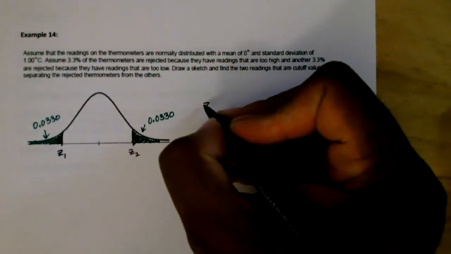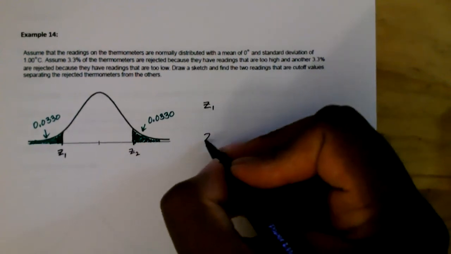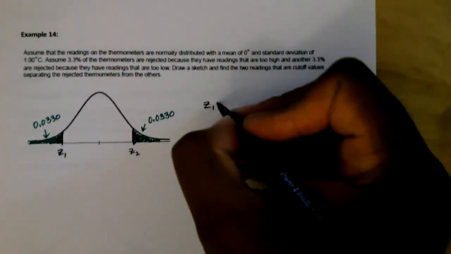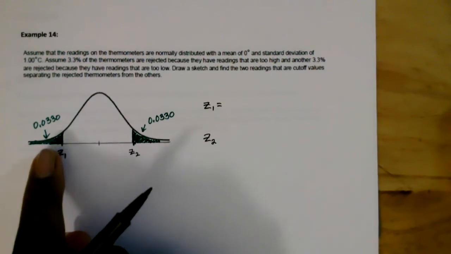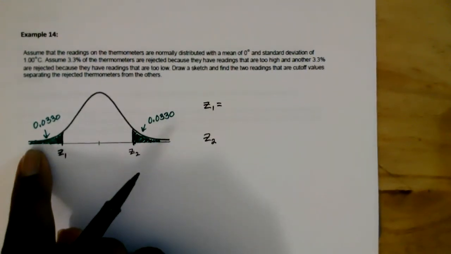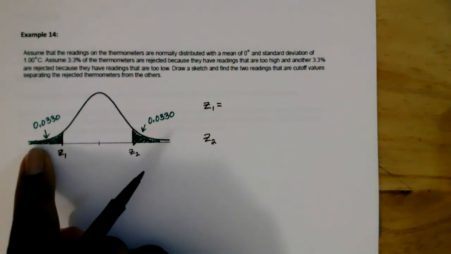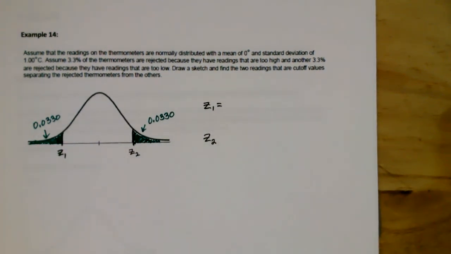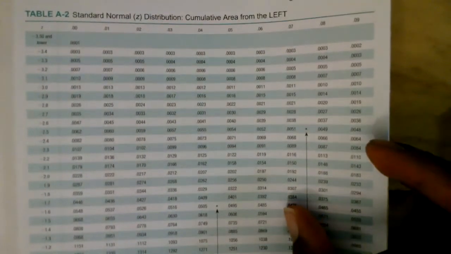And we're going to find Z1 and Z2. Let's start off with Z1. That's the area to the left of that. That's going to be easy to find. Since this is less than 0.5, we're going to use a page that says negative z-scores and find a decimal value that's closest to it.